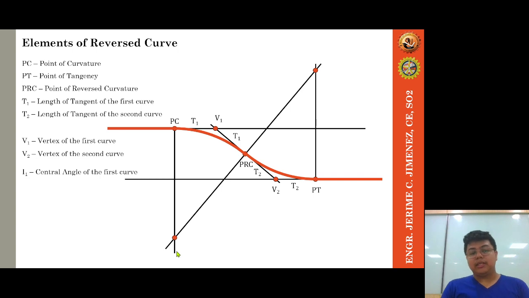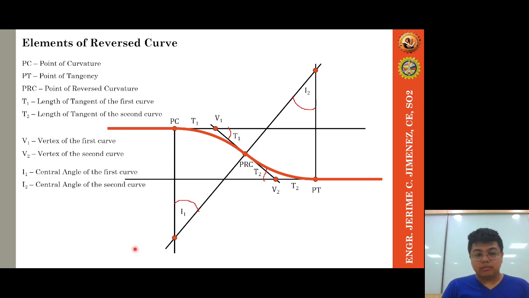I sub 1 is the central angle of the first curve. Okay? So that is located from PC to PRC. Itong angle po na ito. Okay? Itong angle na to. Okay? That is I sub 1. And also, we have I sub 2. Okay? Ito naman po yung I sub 2. Okay? Kung ito ay I sub 1, based on our definition sa simple curvature, itong portion na to is also correct, I sub 1. Okay? And this portion, kung ito ay I sub 2, itong portion na to ay I sub 2 din.